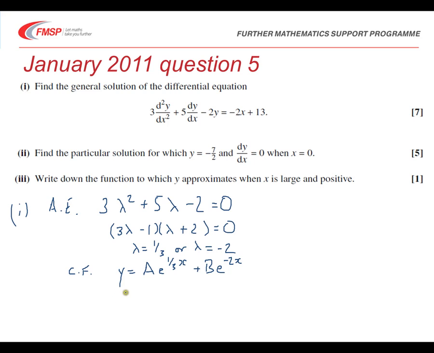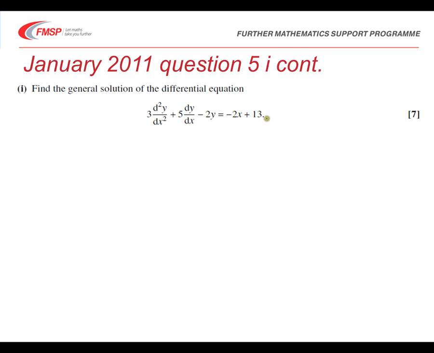So now we're looking for the particular integral. We've solved what would happen if this was equal to 0. We now want a solution in the case where the right hand side equals minus 2x plus 13. Just get a bit more space for this.